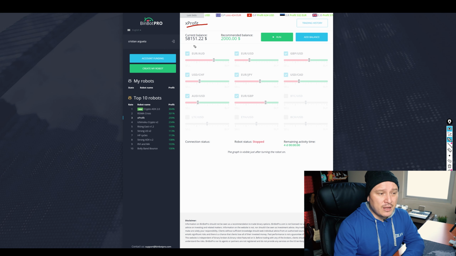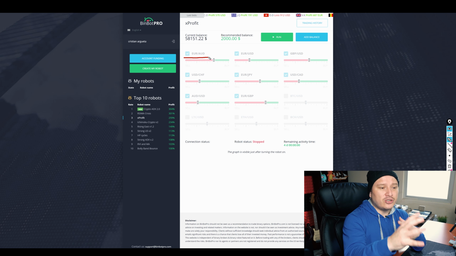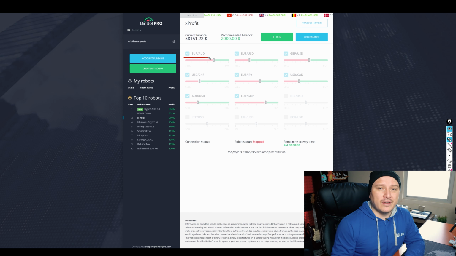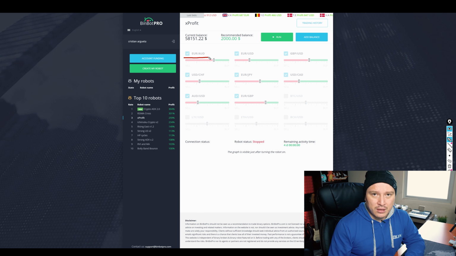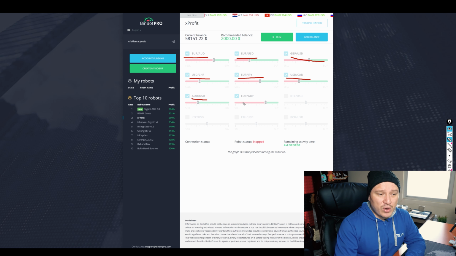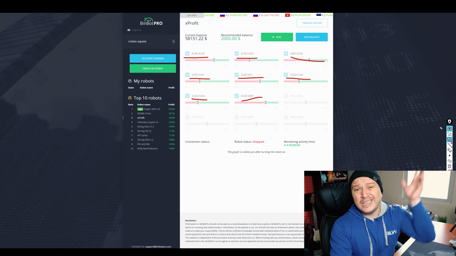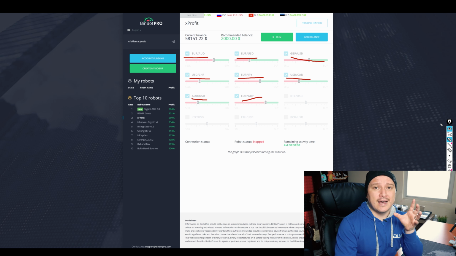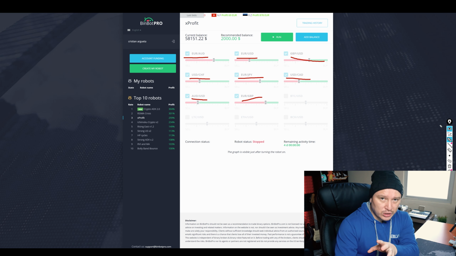you need to see the name, you will see your balance and everything. And what you need to do is take a look at this one. It tells you what pairs this specific robot is going to be trading with. So Euro USD, GBP USD, USD CHF, the Euro against the Japanese yen, the US dollar against the Canadian dollar, the Aussie against the US dollar, and the Euro against the British pound. All of these pairs are the ones that the actual robot will be using.